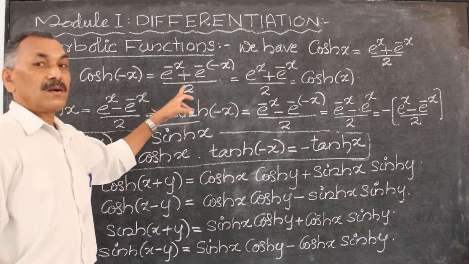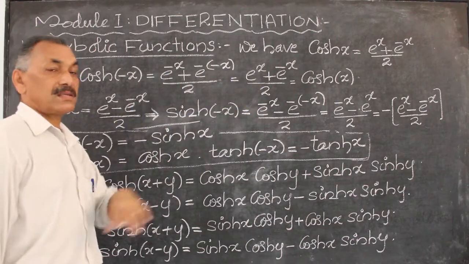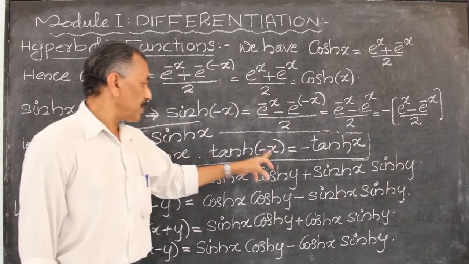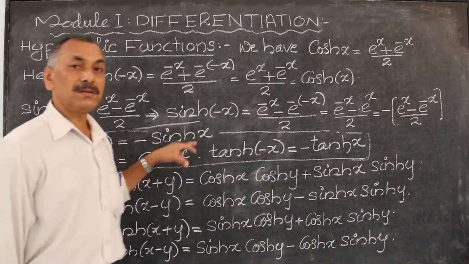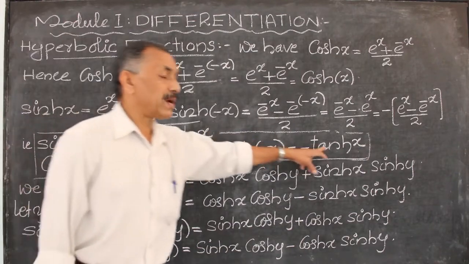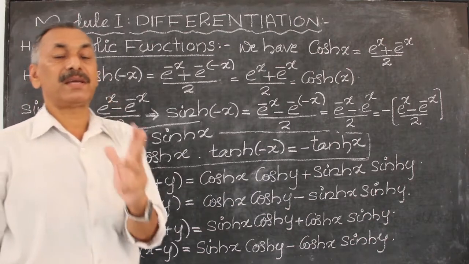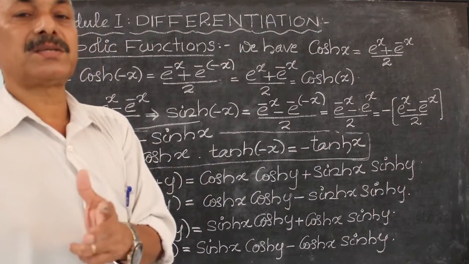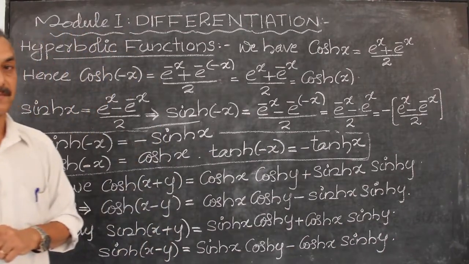That is, cosh(-x) is equal to cosh x, sinh(-x) is equal to minus sinh x, and in the theorem, tanh(-x) is equal to sinh(-x) divided by cosh(-x), which equals minus tanh x. Okay? That is, cosh(-x) is equal to cosh x, sinh(-x) is equal to minus sinh x, tanh(-x) is equal to minus tanh x.